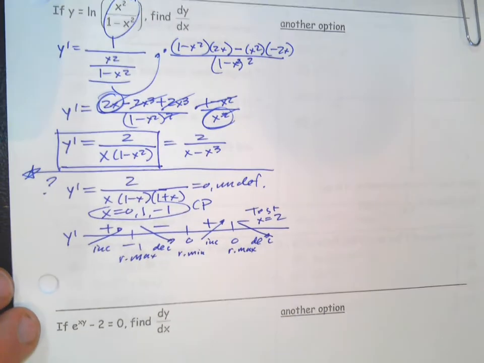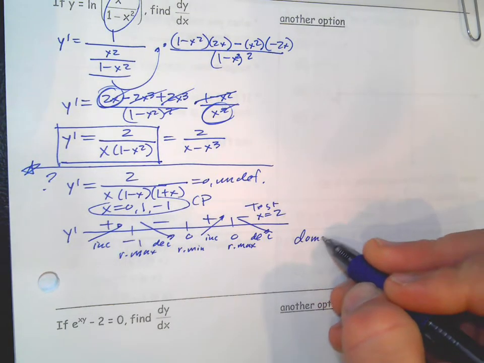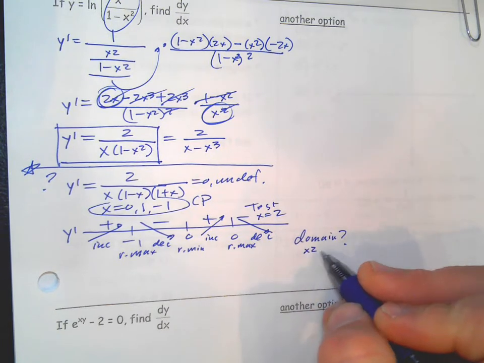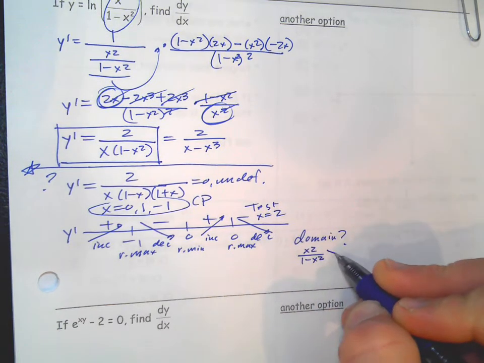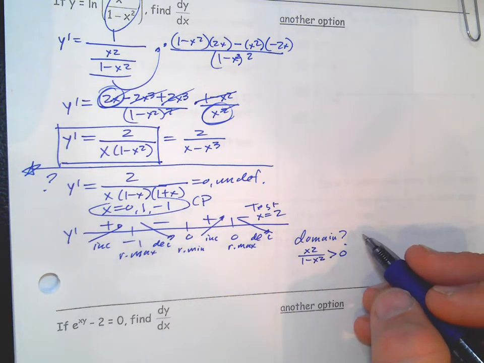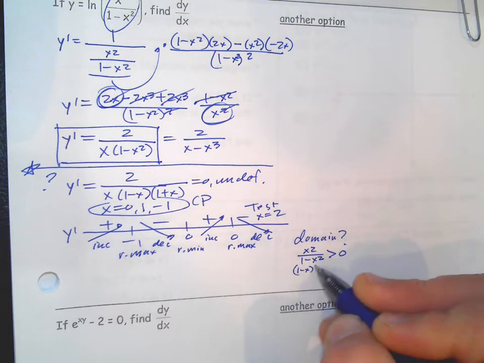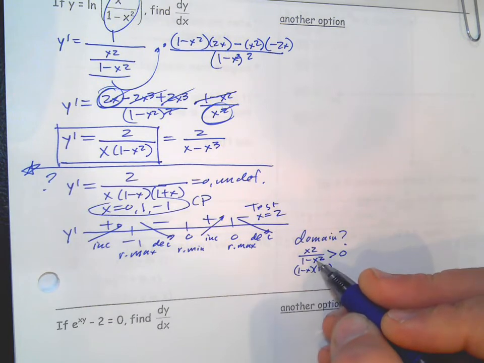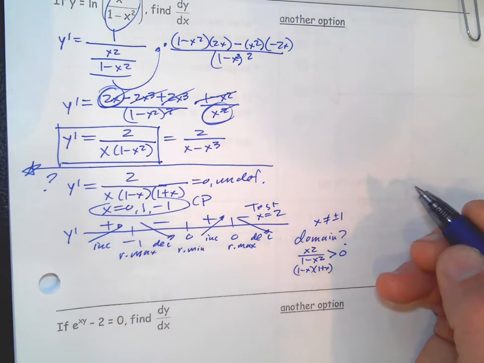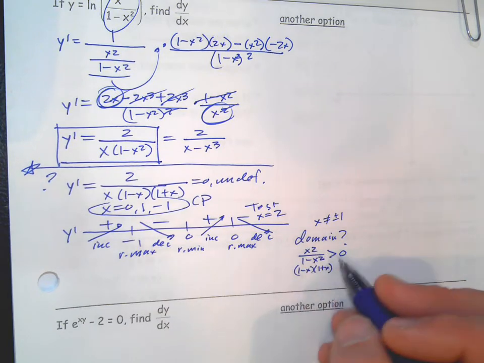So lots of good stuff. But what about the domain? I'm just throwing that out there. What about the domain? So you got to be careful. The inside of a natural log has to be greater than 0. That's one issue. Okay, so we'd have to figure that out. This would be 1 minus x, 1 plus x. Also, by the way, x equals 1, x equals -1 cannot be allowed because they create division by 0 in the original function. But they're not going to anyway.